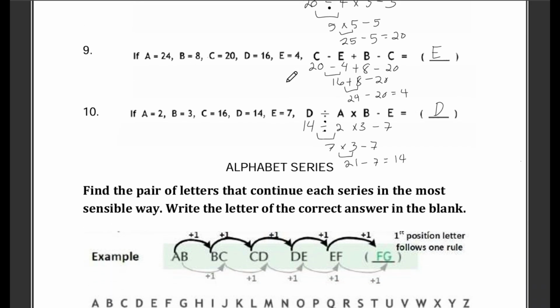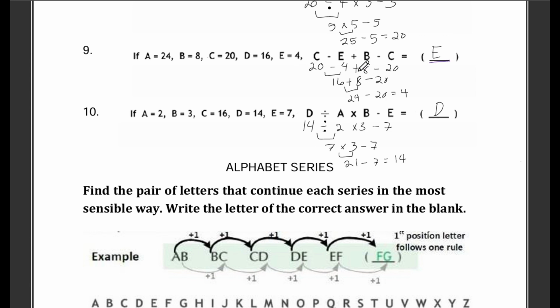Question 9. If A equals 24, B equals 8, C equals 20, D equals 16, and E equals 4, work out C minus E plus B minus C. Which letter matches the answer? Options: A, B, C, D, E. The correct answer is E.